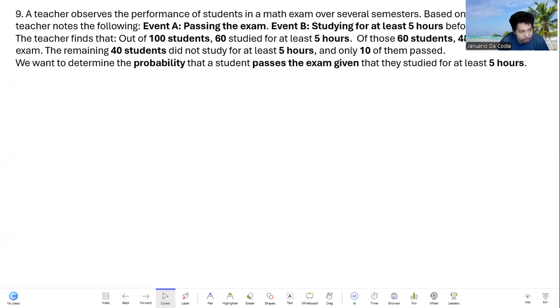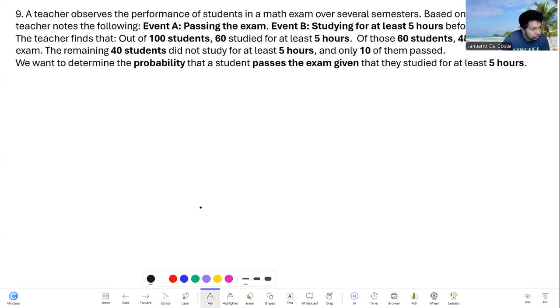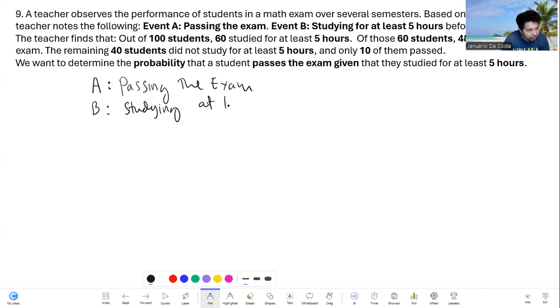A teacher observes the performance of students in a math exam over several semesters. Based on the data, the teacher notes the following events. Event A: passing the exam. And event B is studying at least 5 hours before the exam.